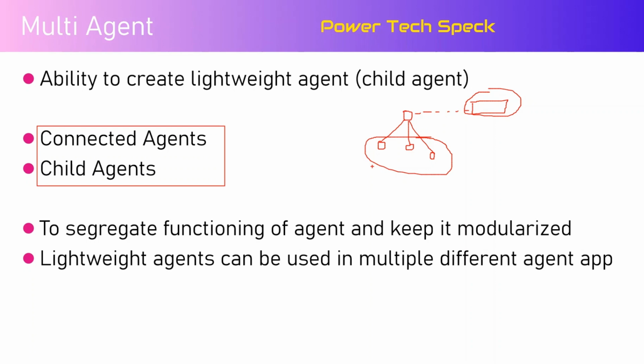Now, the need to create multiple agents is basically to segregate the functioning of the agent and keep it modularized. Just as we create functions in a programming language because we want to keep the code structured and modularized, and each function serves a specific purpose, similarly, you can have multiple child agents which can perform individual unique operations, and at the same time, once all these child agents are integrated, they can be used for a bigger purpose. Lightweight agents can be used in multiple different agent apps.